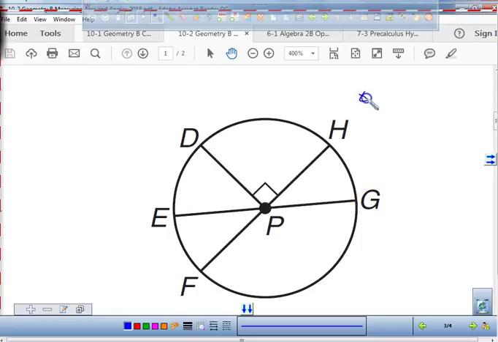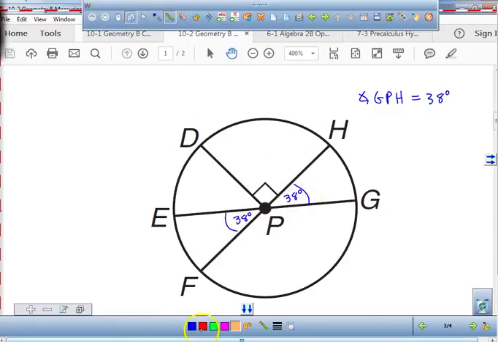GPH, so angle GPH is equal to 38 degrees. So if you would please, on your paper or in your journal, however you're doing this, write 38 degrees here and write 38 degrees right there, because these are also vertical angles.